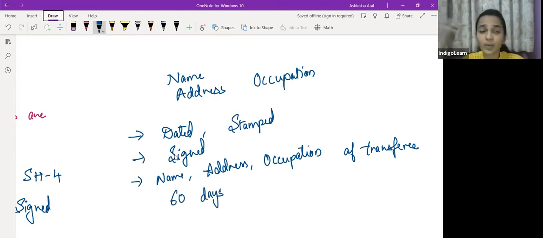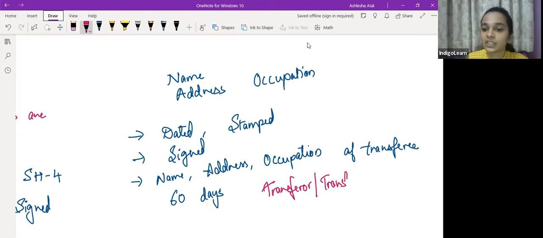Now who will deliver? क्वेश्चन आएगा, who will deliver this transfer document? Is it the transferor who will deliver the transfer document, or is it the transferee who will deliver the transfer document? So the answer is कोई भी कर सकता है. It can be delivered to the company either by the transferor or the transferee. दोनों में से कोई भी ये डॉक्यूमेंट कंपनी के साथ फाइल कर सकता है.